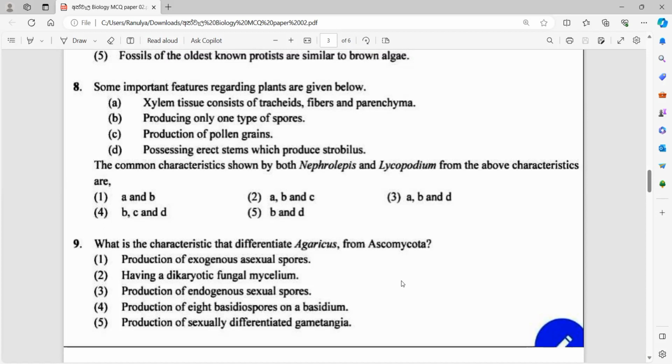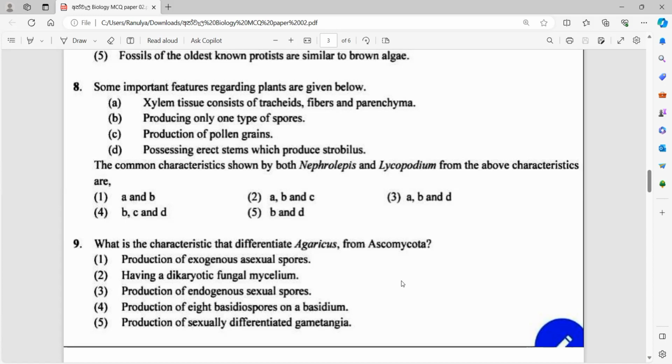if we compare Ascomycota and Basidiomycota, the habitat of Ascomycota is marine, freshwater, terrestrial, but in Basidiomycota the habitat is terrestrial. Then mycelium in Ascomycota is branched, as well as Basidiomycota also have branched mycelium, and both are septate, right? Then Ascomycota are parasitic or symbiotic. But Basidiomycota are majorly decomposers or symbiotic.